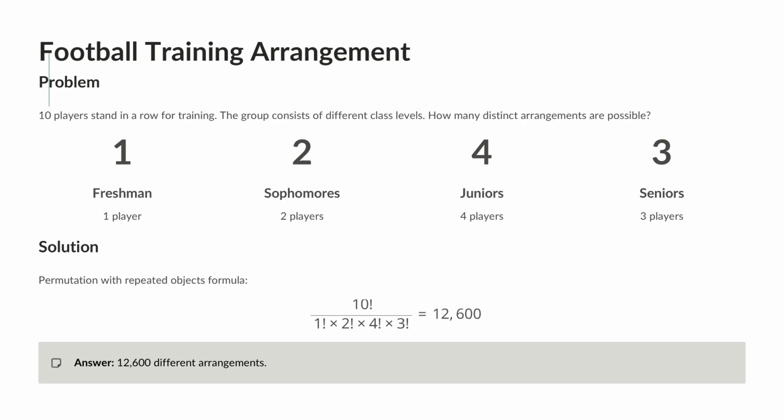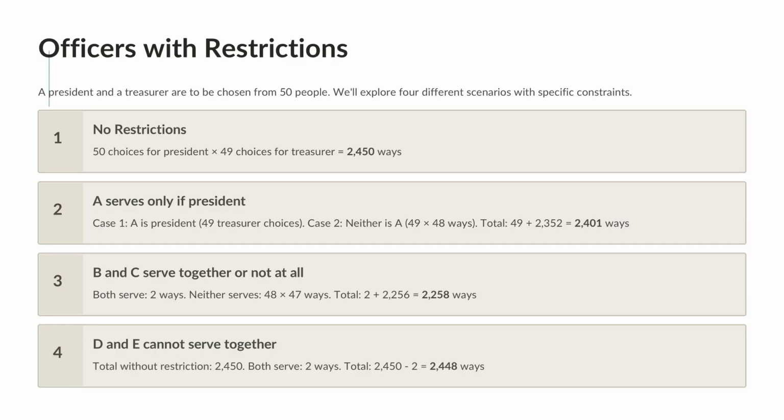In this example, we choose a president and a treasurer from 50 people under different restrictions. First, if there are no restrictions, we compute 50P2, which equals 50 multiplied by 49. This gives 2,450 possible choices. Second, if Person A will serve only if he is president, we consider 2 cases. In the first case, A is president, and there are 49 choices for treasurer. In the second case, neither officer is A, so we choose 2 officers from 49 people, which gives 49P2 equal to 49 multiplied by 48. Adding these results gives 2,401 choices.